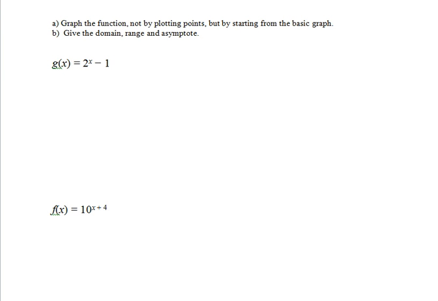In this problem, we are to graph exponential functions based on their basic function and determine the domain, range, and asymptote. So the first one is g of x equals 2 to the x, quantity minus 1. And so in this case, we would be starting with y equals 2 to the x, and then subtracting 1 from the y values to get 2 to the x quantity minus 1.